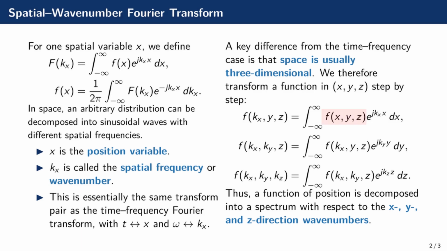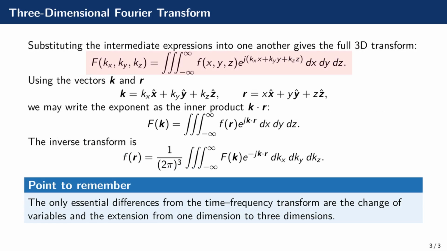Consider a function f of x, y, z. We first take the Fourier transform with respect to x. The result is a function of k sub x, y, and z. Then with respect to y, and the result is a function of k sub x, k sub y, and z. And finally, with respect to z, we obtain a function of three-dimensional wave numbers. By combining these, we obtain the three-dimensional transform.